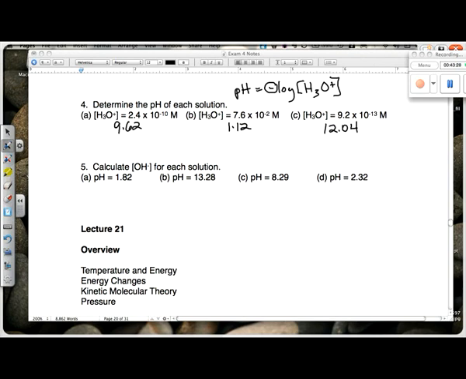Now, number 5, calculate OH minus for each solution. There's more than one path. We can go from a pH to pOH, and then take the antilog of the pOH to get the OH minus, or we can take the pH and do the antilog of the pH, which would get me the H plus, and then use the Kw to get the OH minus. Okay.